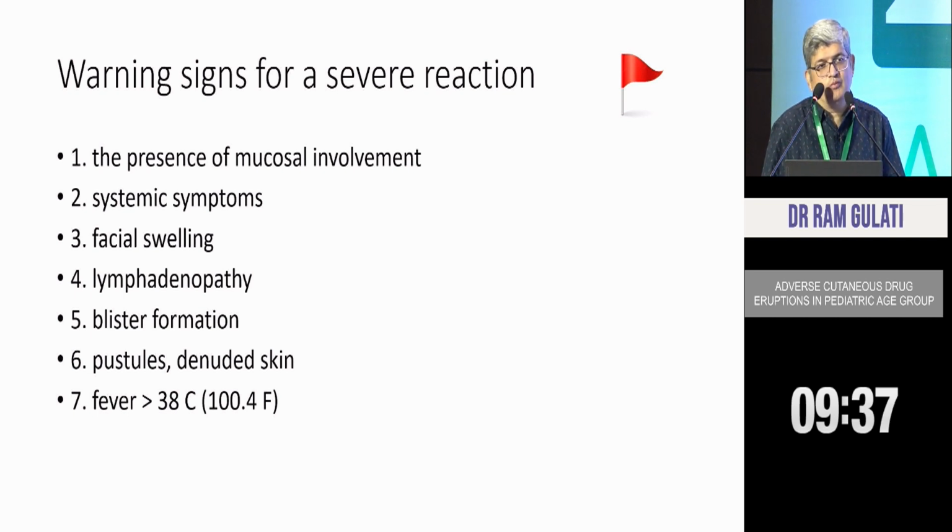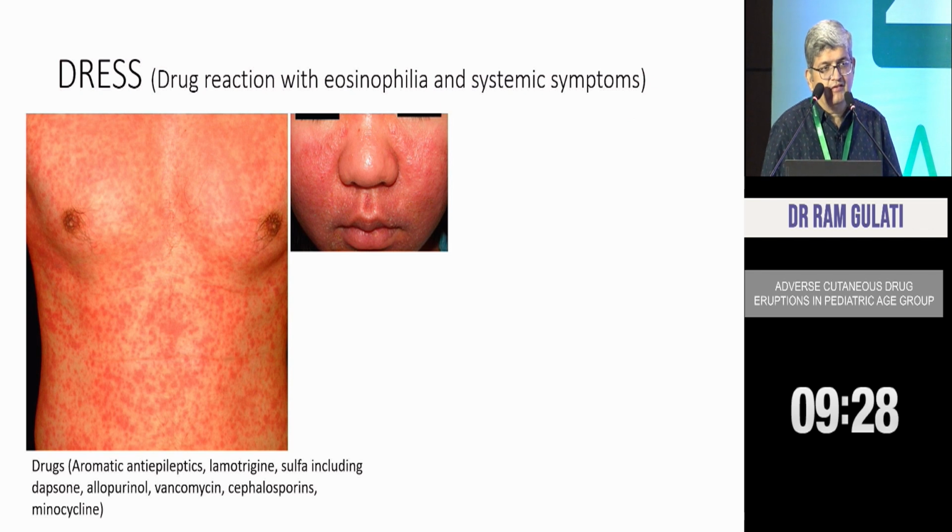And in these, you can't just simply give a one-time treatment and tell the child to come back in 7 days' time. This needs continuous monitoring of the child. If we look at this reaction, which again looks like a very simple morbilliform rash, there's hardly a difference between this rash and the one we saw before. But this is a DRESS reaction, which is drug reaction with eosinophilia and systemic symptoms.